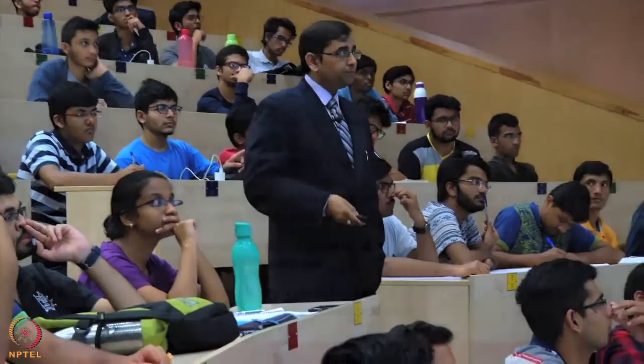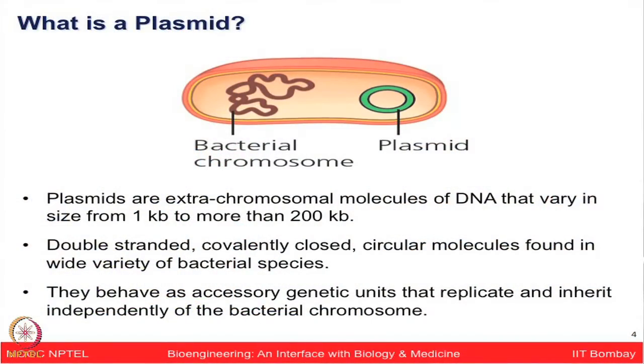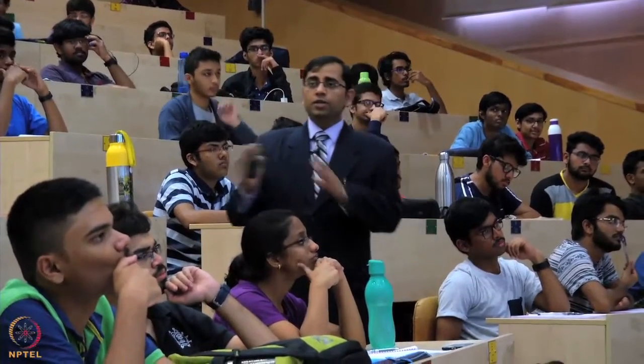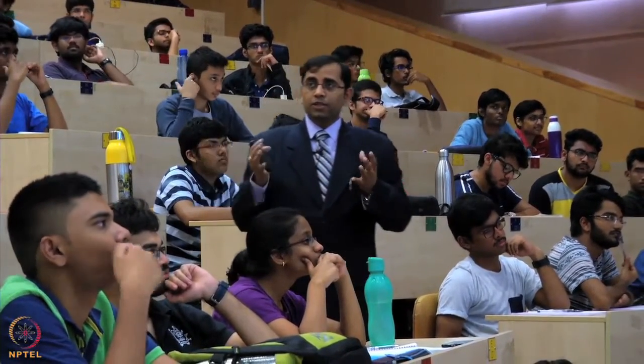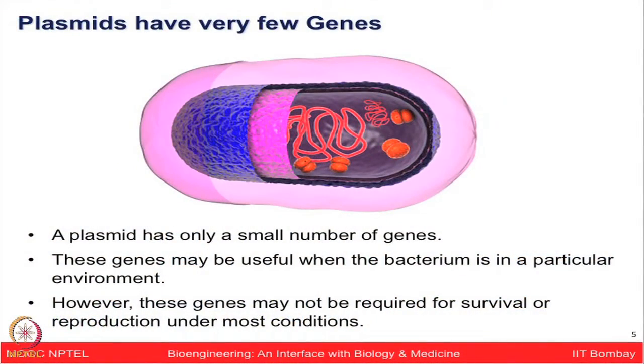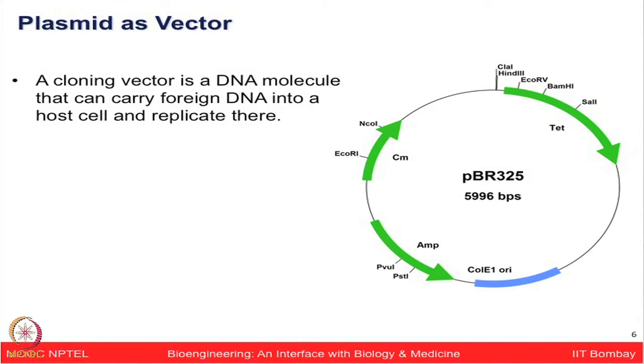They behave as additional or accessory units of bacteria which can replicate and be inherited independently of the bacterial chromosome. As I mentioned, they have very few genes, and therefore, even if you remove one out of the bacteria or add a new plasmid in the bacteria, it does not change the overall gene dynamics of the bacteria too much. These genes may be useful especially for a particular environment for the bacteria. However, they may not be required for the bacterial survival or reproduction. So, therefore, people have engineered these plasmids in genetic engineering.